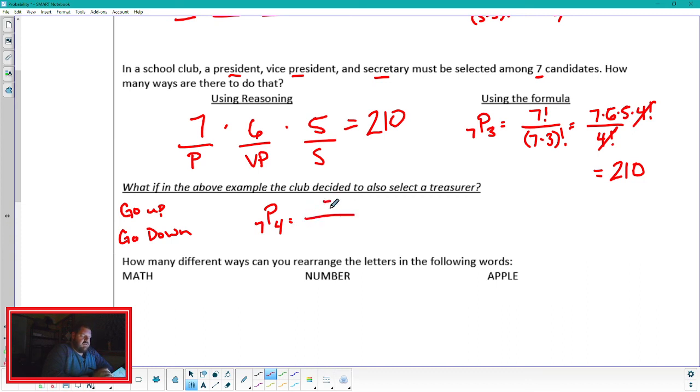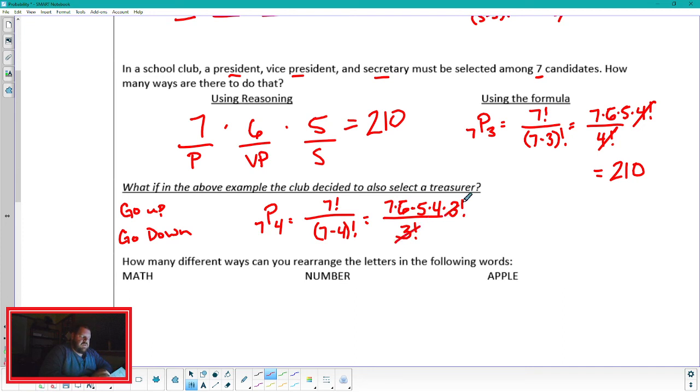So we have 7 factorial over 7 minus 4 factorial. The bottom is going to end up being 3 factorial. So the top has to be 7 times 6. I keep wanting to do that. Times 5 times 4 times 3 factorial. I keep wanting to write 5 after 7.